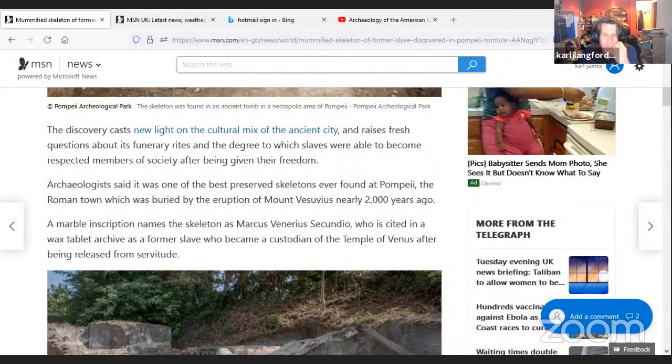And as an archaeologist, you know what I would do? I would record that and I would seal it back up. Let's have another look at the skeleton.